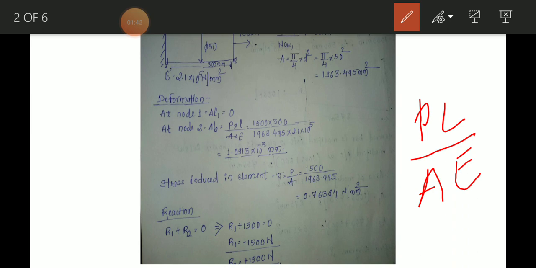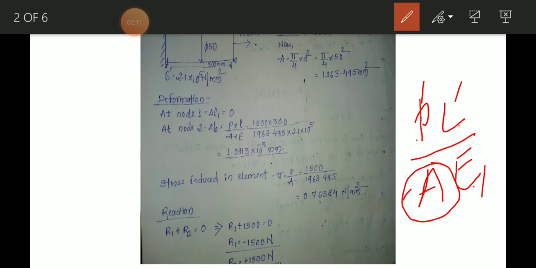Now from the given problem, we know the value of P, that is the load. Even we know the value of L, that is the length of the specimen or length of the bar. A is the area of cross section, and E is the Young's modulus. All parameters are given except the value of A. They have not given you the value of A directly. Then how to find out?